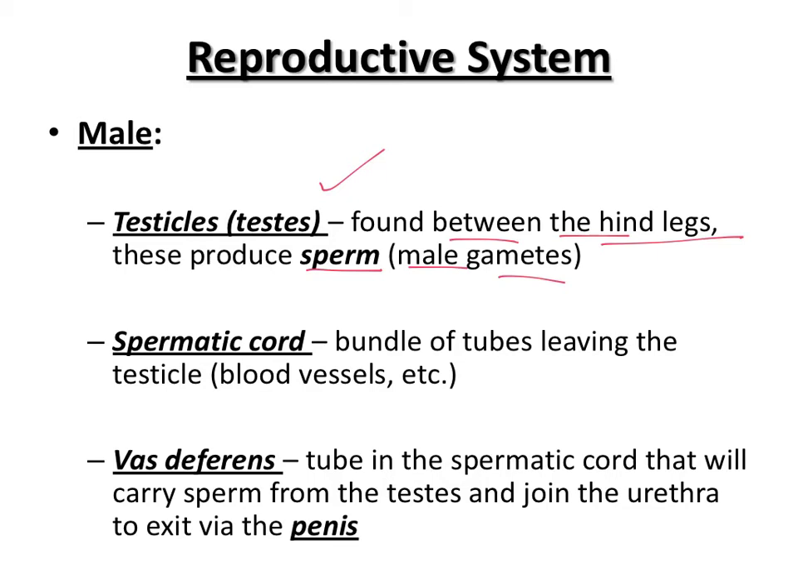Leaving the testicle, you've got a spermatic cord, which is really a bundle of tubes that leave the testicle. That's going to include some blood vessels, some nerves, and then a tube called the vas deferens. The vas deferens is the tube within that spermatic cord that carries the actual sperm from the testes, will join with the urethra and exit via the penis, just like urine can get out from the urinary system.